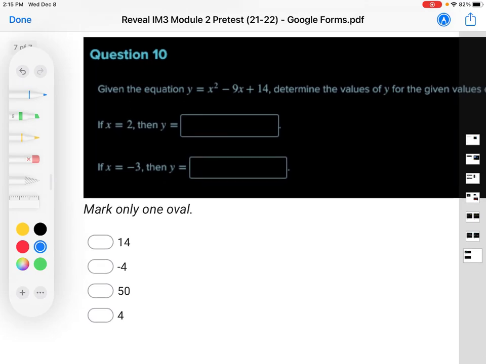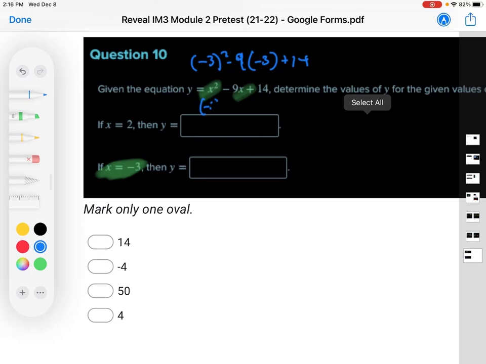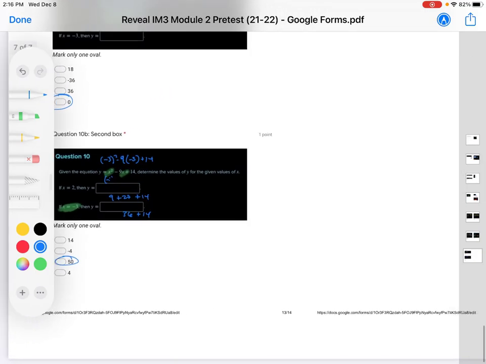And then this one is telling us, let's make every x value negative 3. So that would become negative 3 squared is 9 plus 27 plus 14. So I have 36 plus 14, and this would give me 50 as my answer.